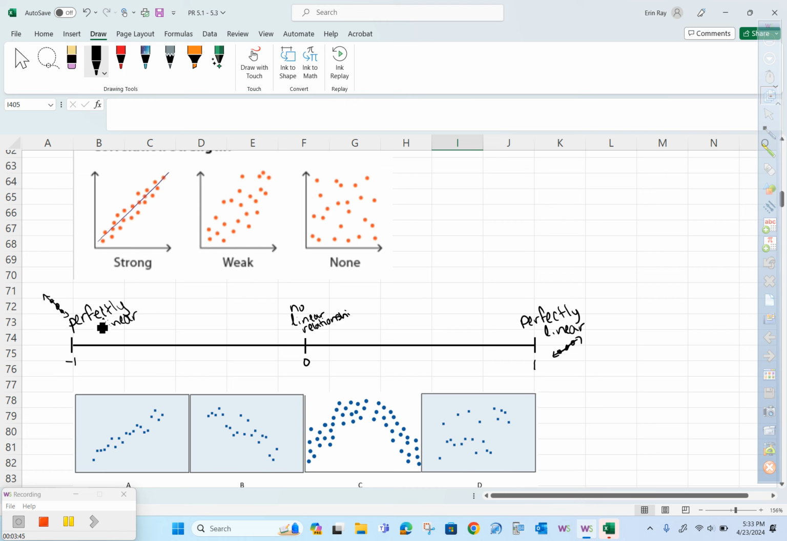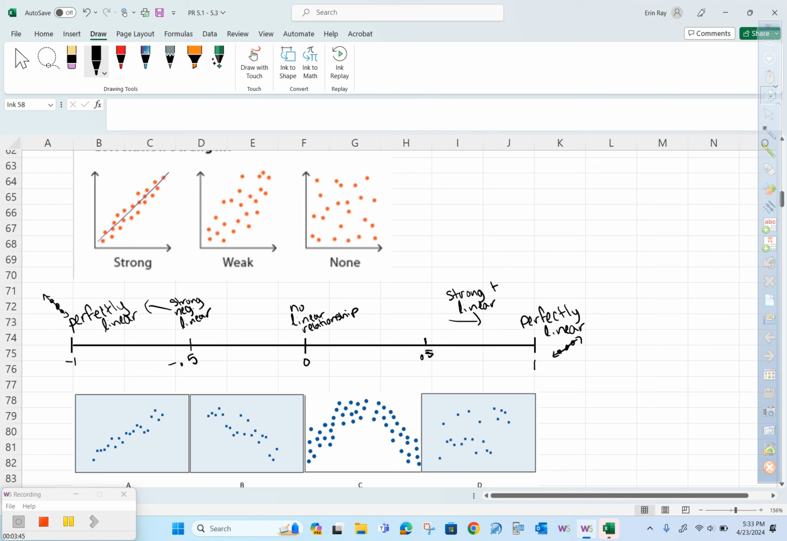And then on either side, here's my 0.5, something over on this side would be strong, positive linear. As I get closer to 1, it's stronger. When I'm closer to 0.5, it's more weak or moderate. Same thing on this side, -0.5. Okay, as I go this way, I'll have a strong negative linear relationship. Okay, as I'm closer to 0.5, it's moderate, and as I get closer to that -1, it's stronger.